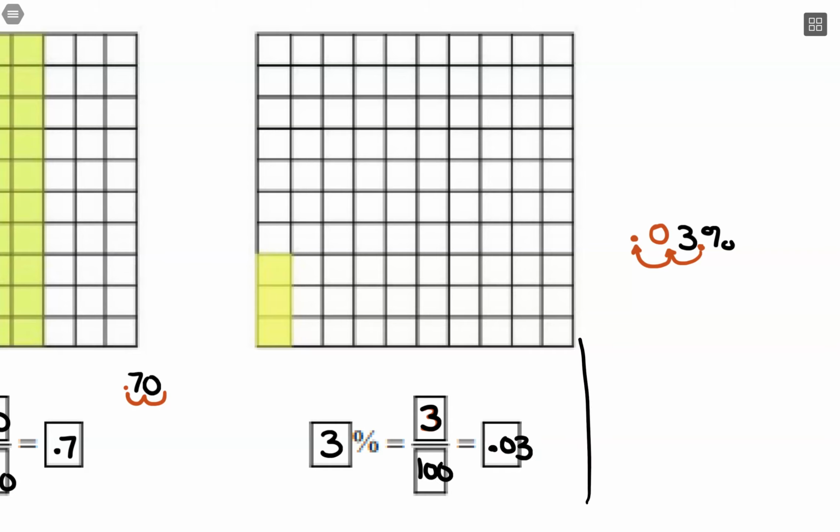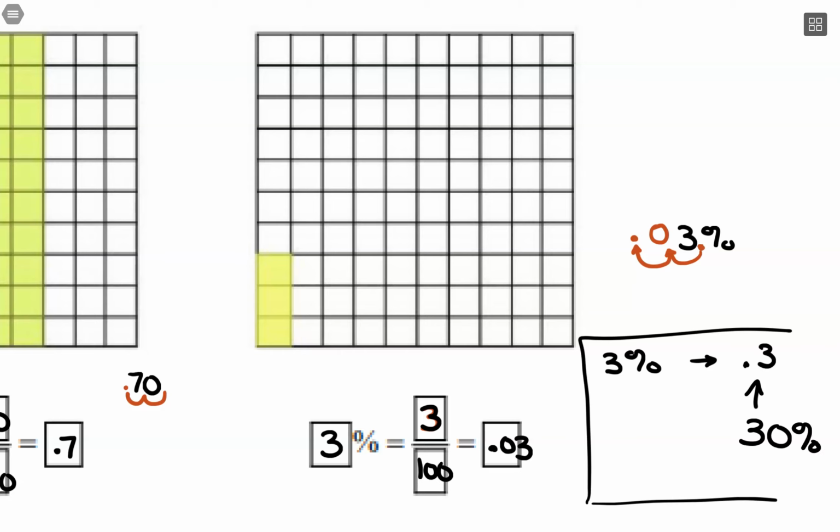Now I want to emphasize this because a common mistake is to take 3% and change it to 0.3, but you want to be careful because that is actually 30%, not 3%. So just be careful that when you have small numbers like this and you don't have anything in the tens place, you'll have a 0 coming in your decimal form.